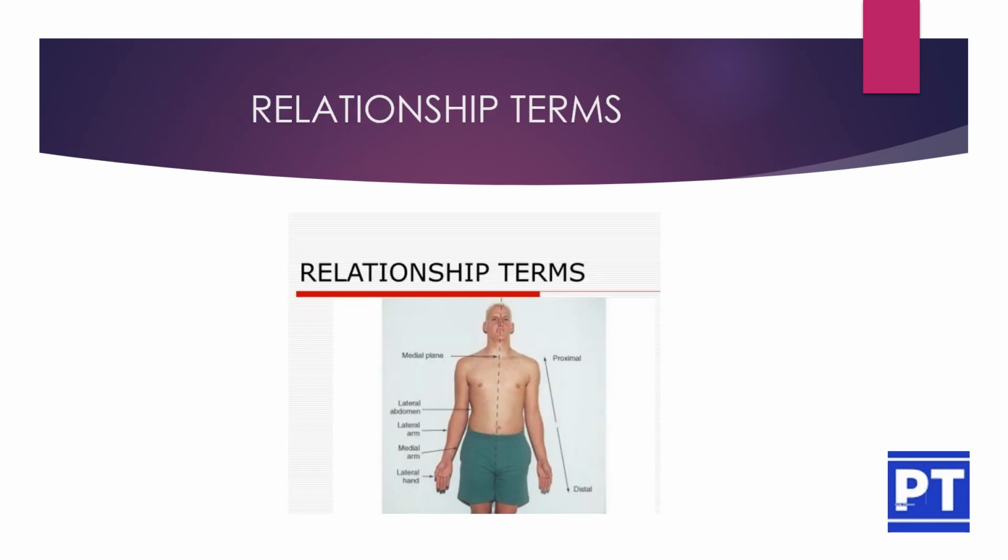Here are some relationship terms. Here you can see the median plane, proximal, distal part, medial arm, lateral arm. I mean the lateral aspect of the hand can be seen, medial aspect of the hand can be seen, median plane can be seen, proximal and the distal part can be seen. Kindly go through this image.